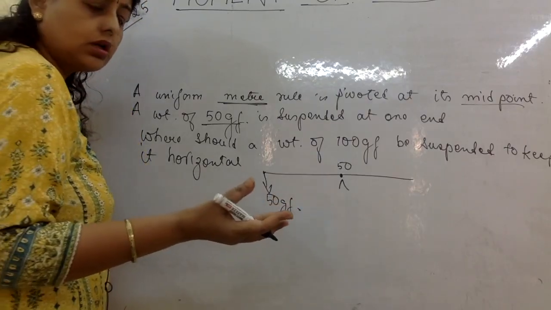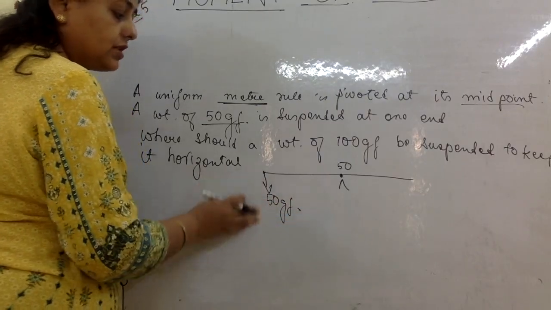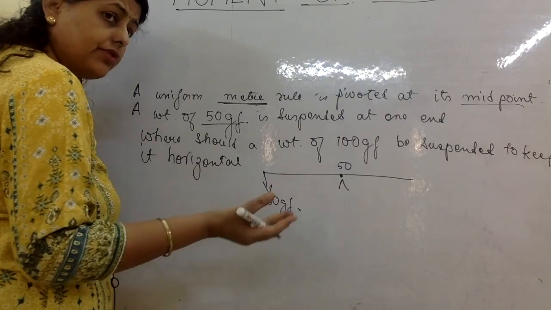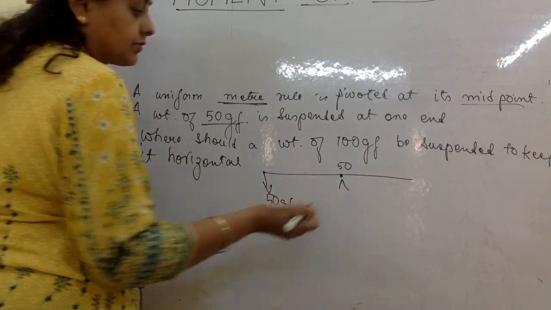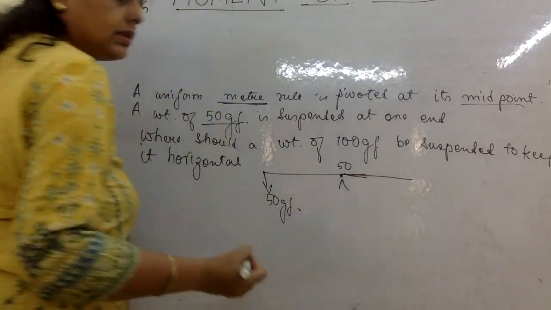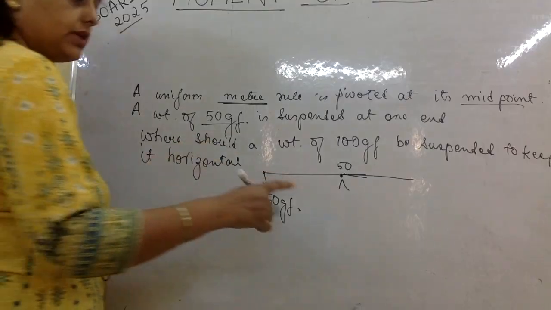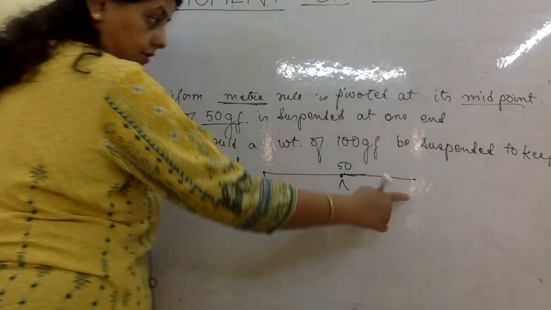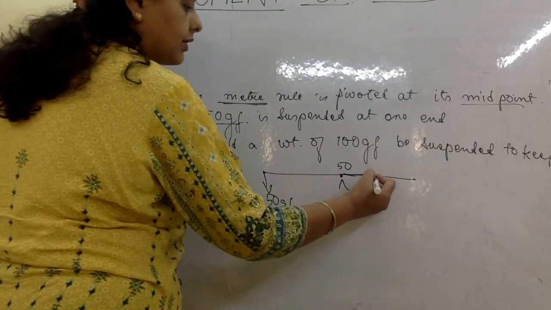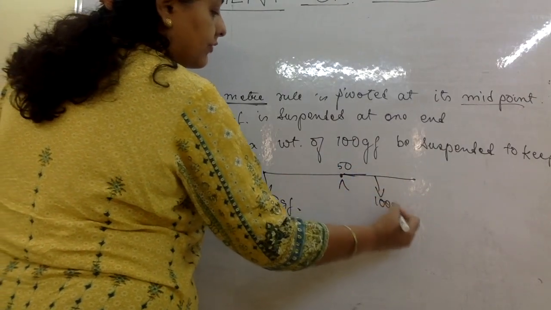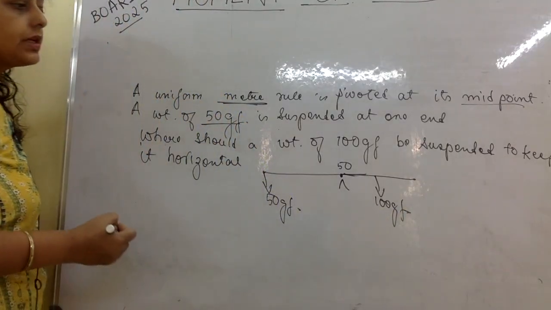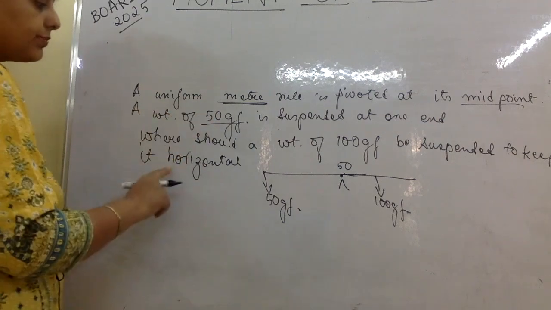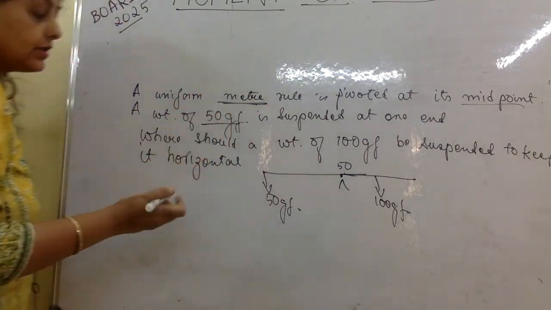It's like a seesaw. If a lighter person is sitting at one end, then the heavier person should sit closer to the pivot, isn't it? So to keep it horizontal, the heavier person will not be at the end but somewhere before it. Now we don't know where it is, so to balance it, what do we do?